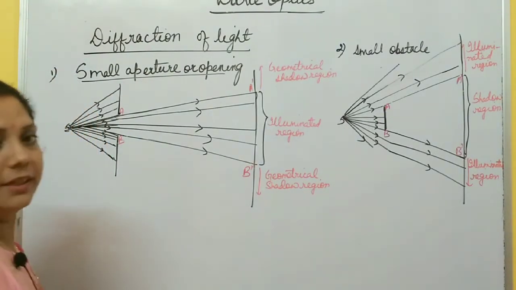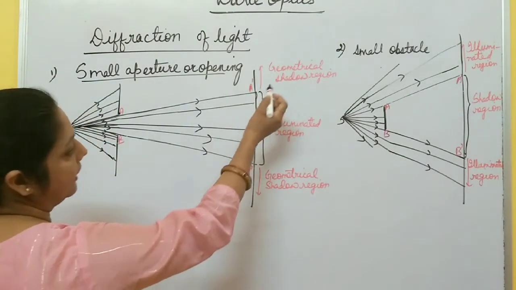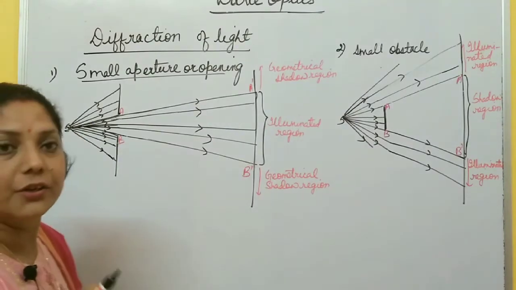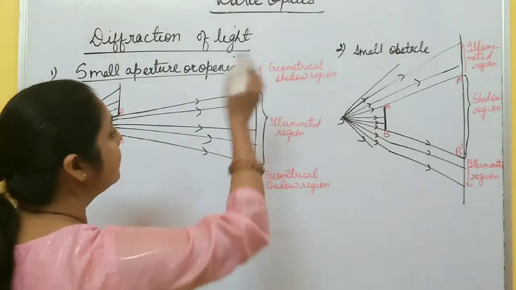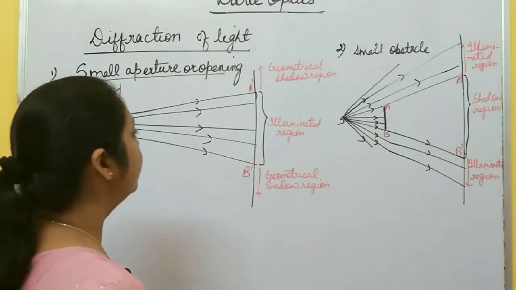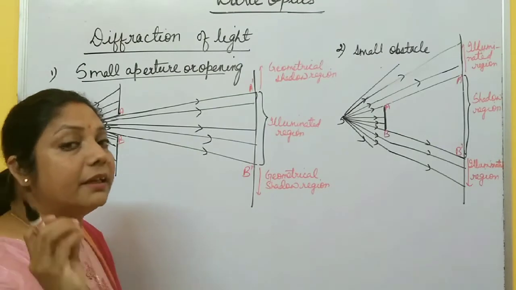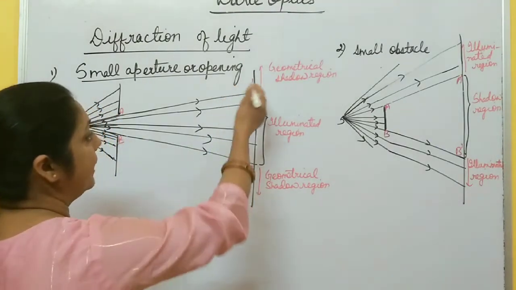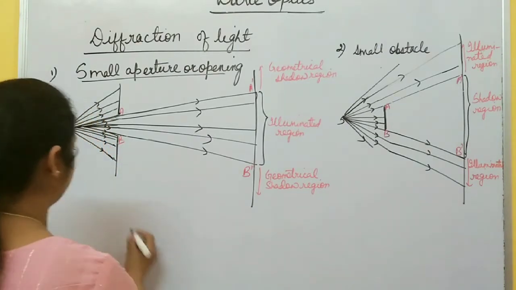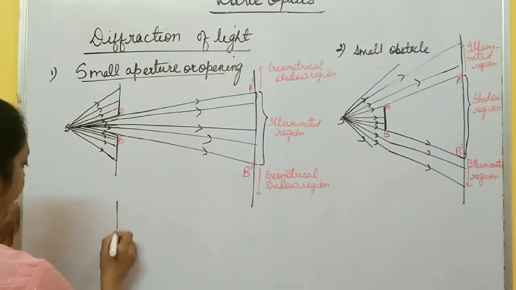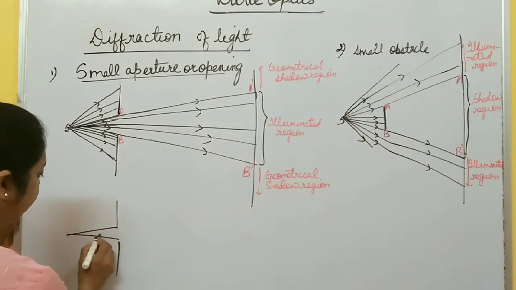But after discovery, it is observed that some amount of light reaches the geometrical shadow region also. When and why, how light enters this region, we'll discuss later on. So this geometrical shadow region is not completely dark. Some amount of light reaches this geometrical shadow region also, like this. Suppose this is the opening, light goes in this way.